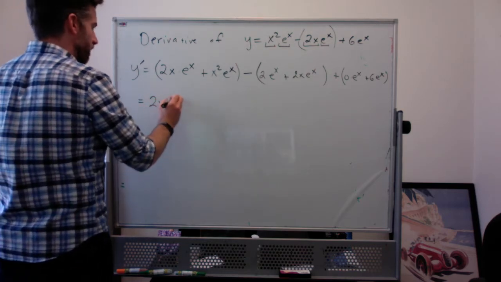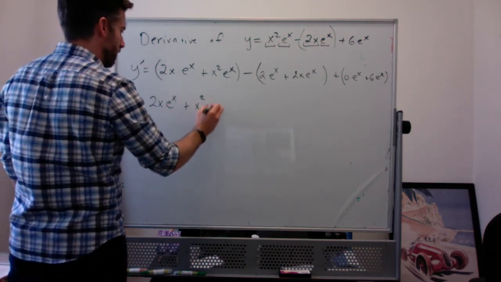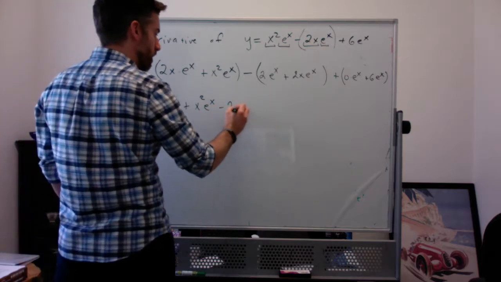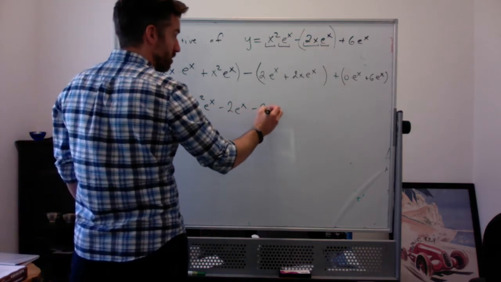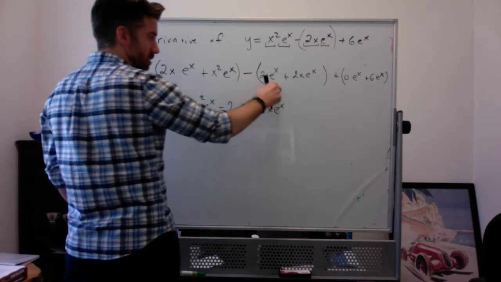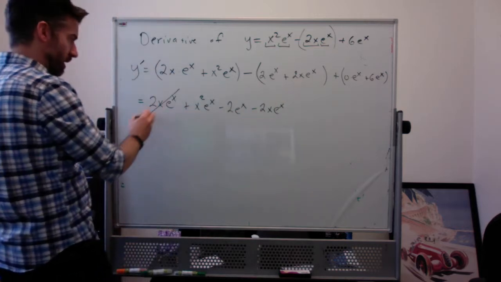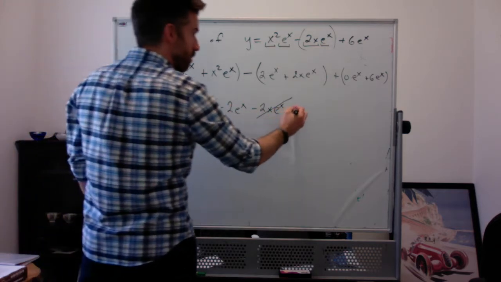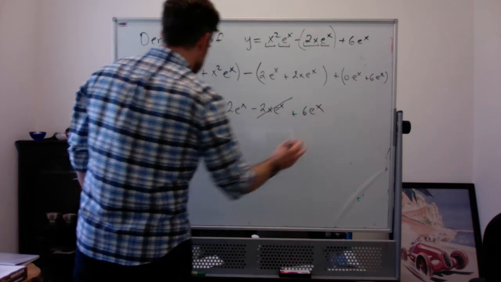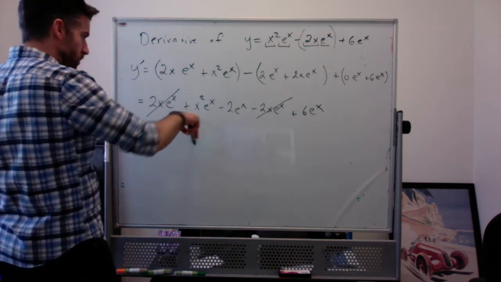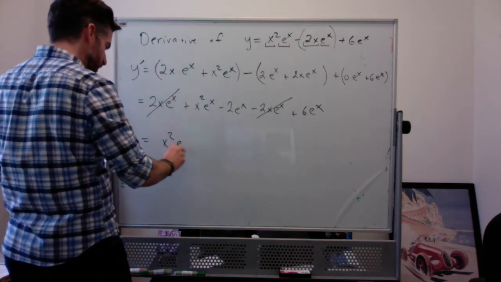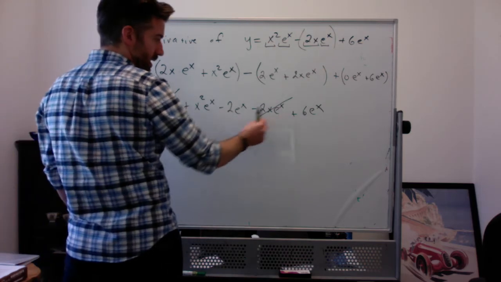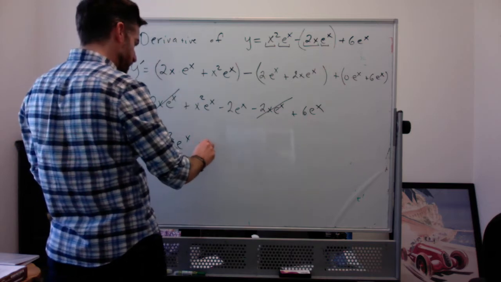We get 2x e to the x plus x squared e to the x minus 2 e to the x minus 2x e to the x, right? That minus sign distributes. And look, those are going to cancel out. Plus 6 e to the x. Simplifying a little bit more, we get x squared e to the x minus 2 e to the x plus 6 e to the x becomes plus 4 e to the x.